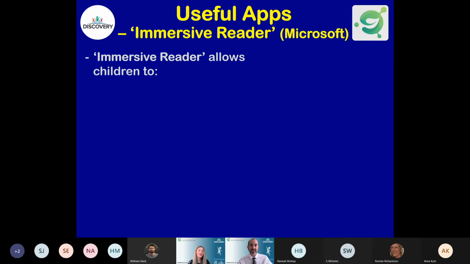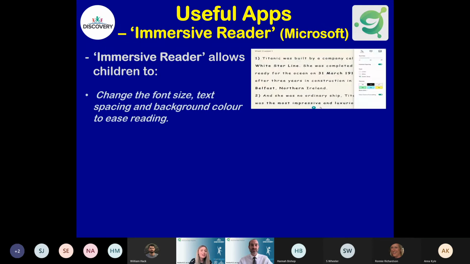So Immersive Reader allows the children to change the font size and the spacing in the background or the colour. So thinking about those children who might have dyslexic tendencies and like to have a coloured background, there's the option there to change the different backgrounds, but also to change the sizing of the letters and the fonts as well.